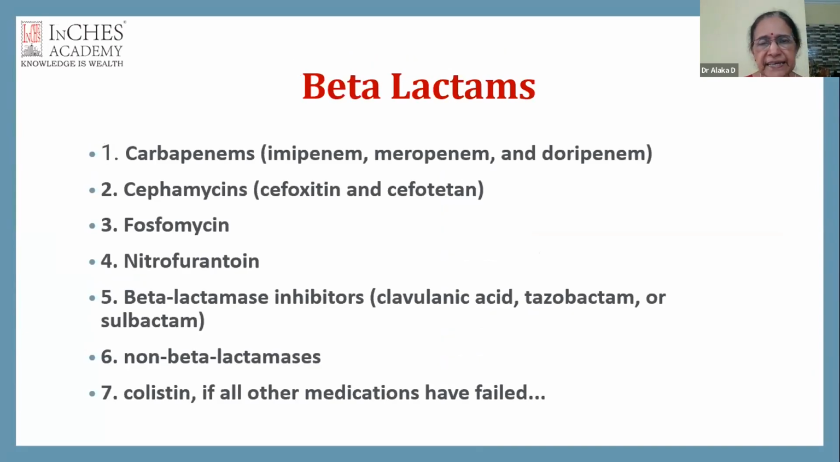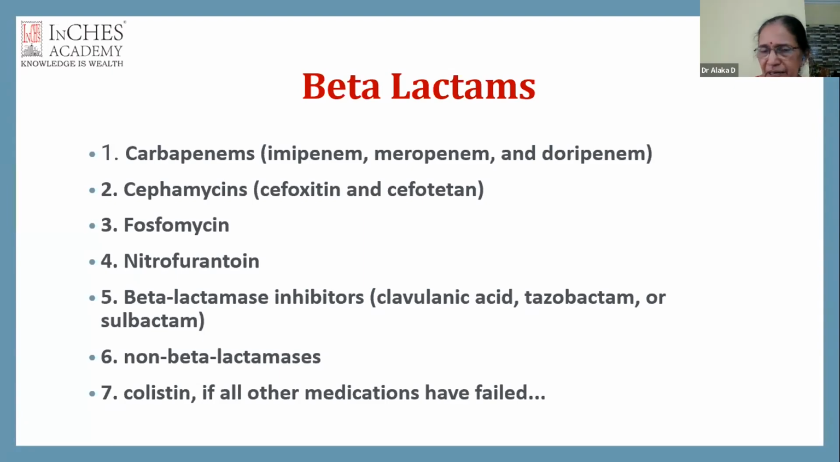Then there are beta lactams. As I said, this is a ring. And there are lactamases. This is an enzyme produced by the bacteria which will deactivate these antibiotics. And therefore, now we have beta lactamase inhibitors. And these are carbapenems like imipenem, meropenem, doripenem, then cefoxitin, cefotetan, phosphomycin.